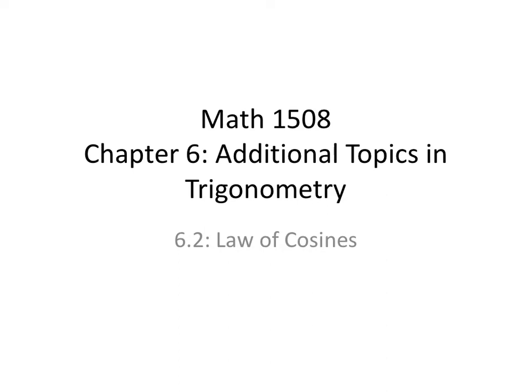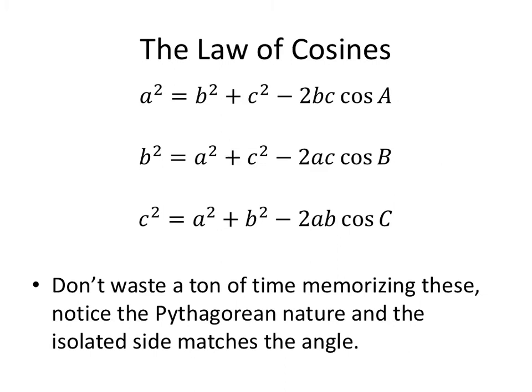Law of Cosines. The Law of Cosines states a squared equals b squared plus c squared minus 2bc cosine A. Notice the a is squared, the angle A is what we're taking the cosine of, and everything else involves b and c. B squared equals a squared plus c squared minus 2ac cosine of B. Notice the angle of B. Notice the b squared isolated. Notice inside a and c. Similarly, c, the side, is isolated, angle C is being used, A and B in between.